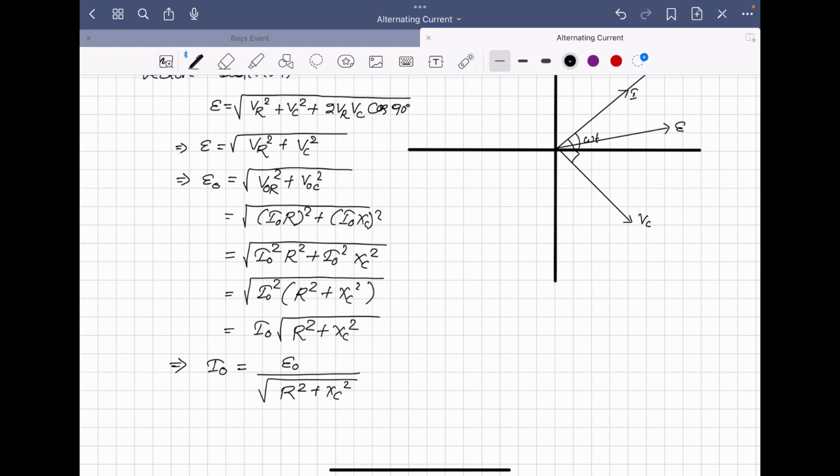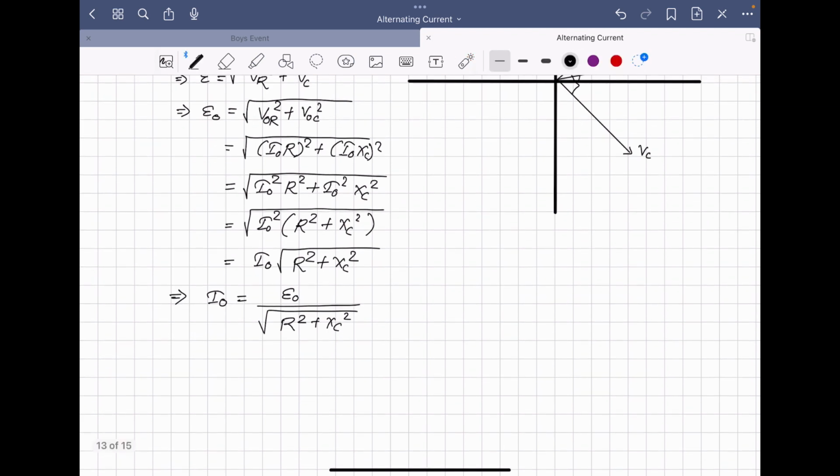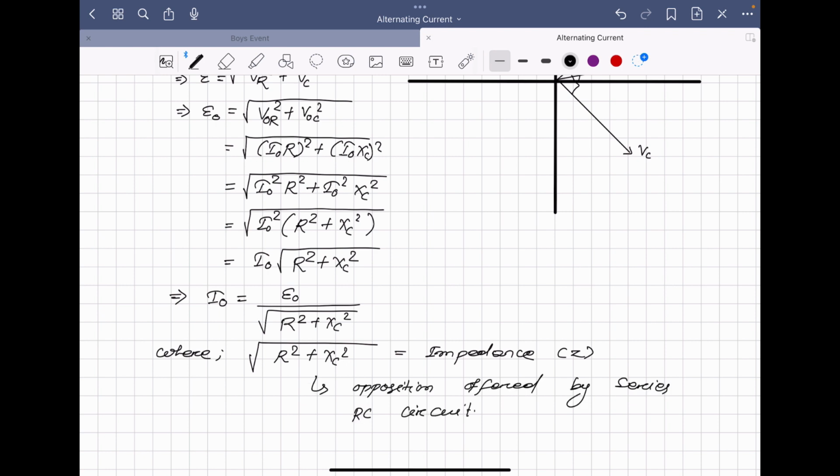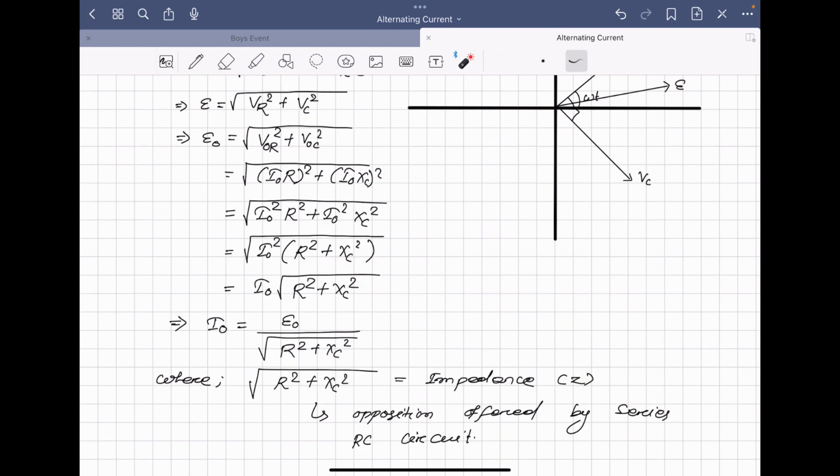As we know from Ohm's law, I equal to E by R, where R is our resistance, that is the opposition offered by the conductor. Here we get I naught is our E naught upon under root r square plus x square. R square plus x square means here net opposition offered by the resistor and capacitor. Here you can say this is our impedance also, or you can write Z also. This is the opposition offered by series RC circuit, that is, the AC circuit containing resistance and capacitance.